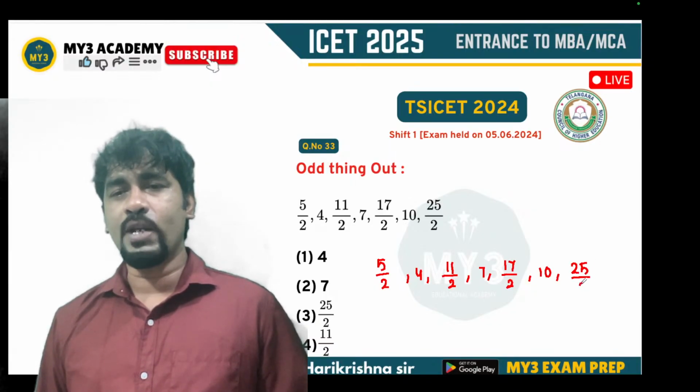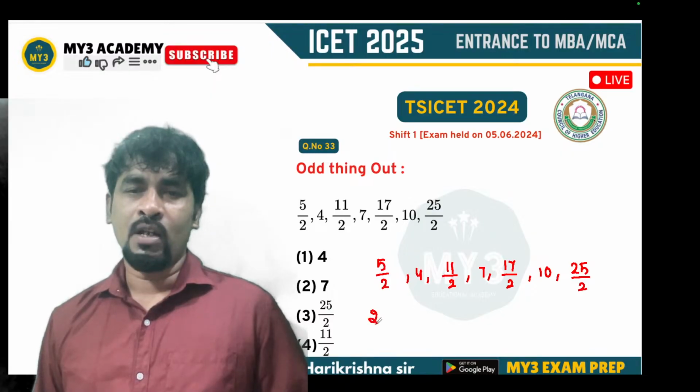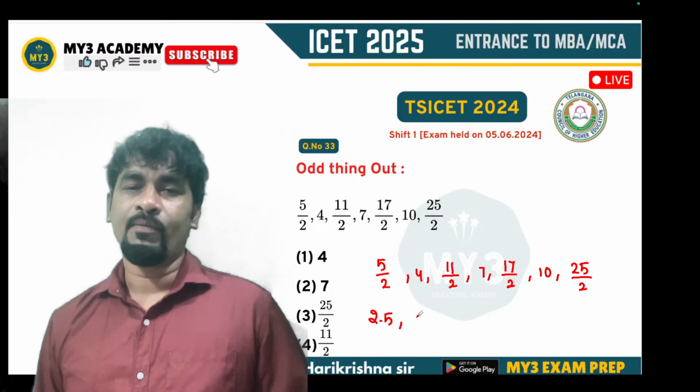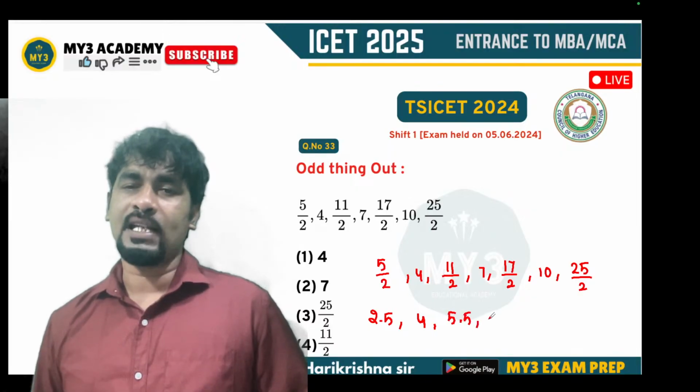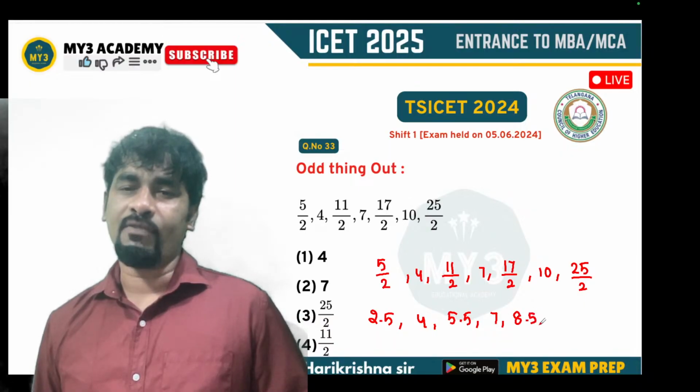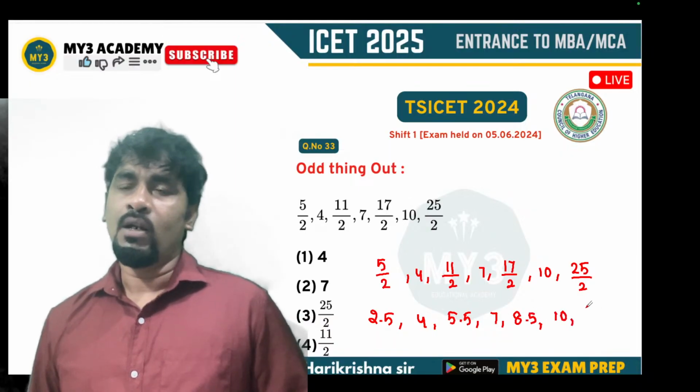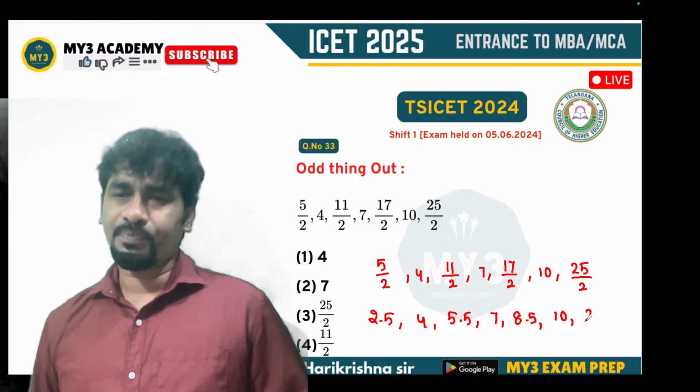So what you need to do here is just take them into decimals. So 5 by 2 is 2.5. So 4 is as it is. And 11 by 2 is 5.5. And 7 is as it is. And 17 by 2 is 8.5. Next 10. So next 25 by 2 is going to be 12.5.